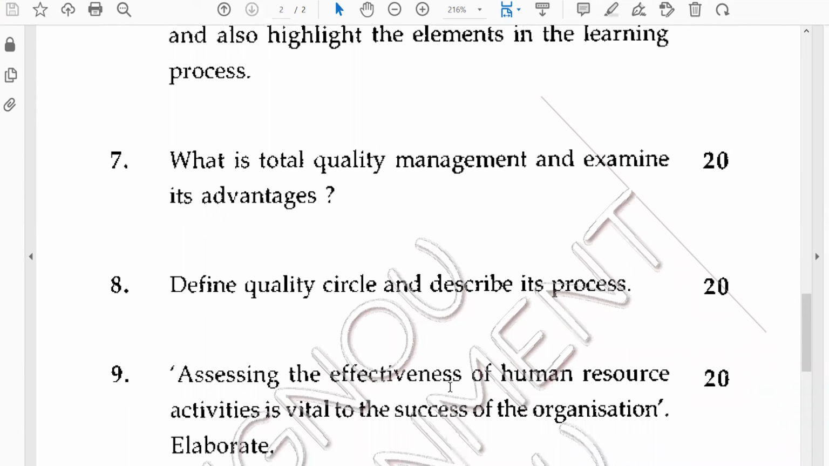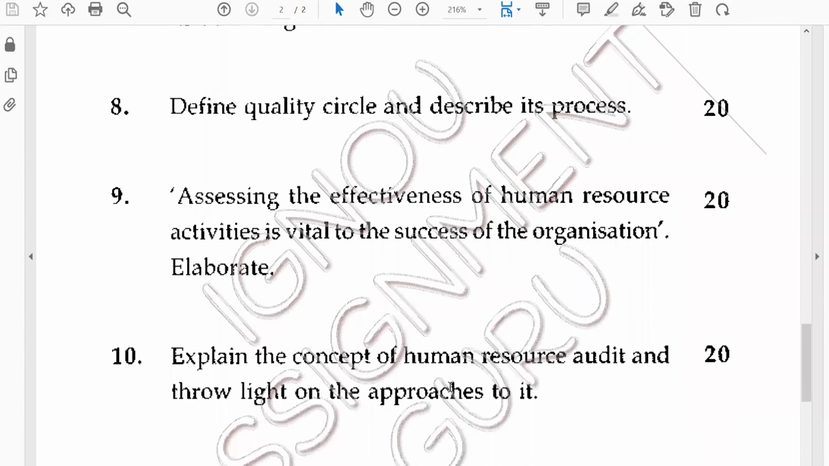Assessing the effectiveness of human resource activities is vital to the success of the organization. Elaborate. And the 10th one is: explain the concept of human resource audit and throw light on the approaches to it. So out of the 10 questions, you are supposed to answer either 3 and 2, or 2 and 3, as the case may be, wherein you are going to write for 5 questions carrying 100 marks.